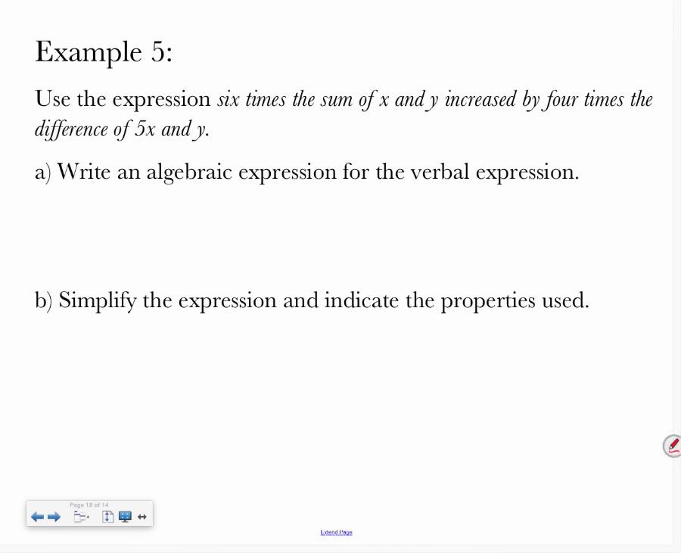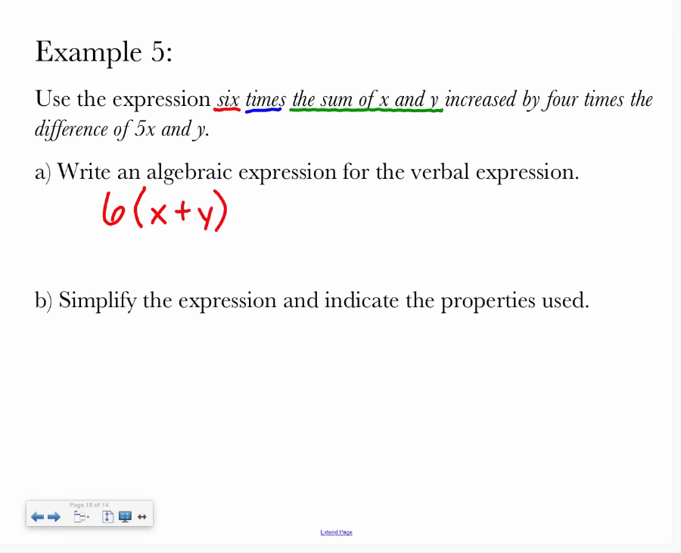Write the algebraic expression for the verbal expression. So let's underline some important things. We have the number 6, and then we have times the sum of x and y. So the sum of x and y. Okay, so let's just start right there. We have 6 times the sum of x and y. So since I have the sum of x and y together and it's being multiplied by 6, I'm going to use parentheses. I'm going to say x plus y.